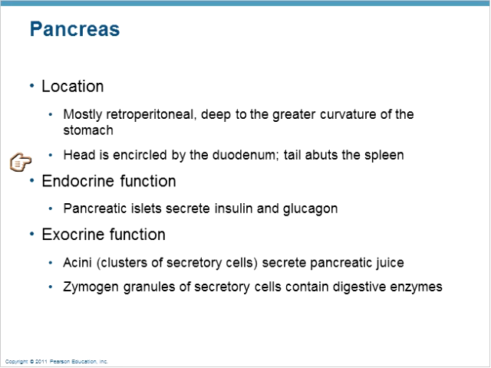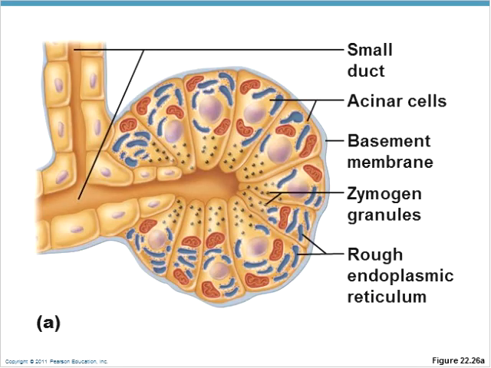The pancreas has an endocrine function. It has pancreatic islets, which secrete insulin and glucagon. It has an exocrine function, and it has acini, which are clustered secretory cells, which secrete pancreatic juices. Then it has zymogen granules in the secretory cells, which contain digestive enzymes. This looks at the small duct. There's the acinar cells, if you will, the basement membrane, zymogen granules, and there's the rough endoplasmic reticulum as we look at that.